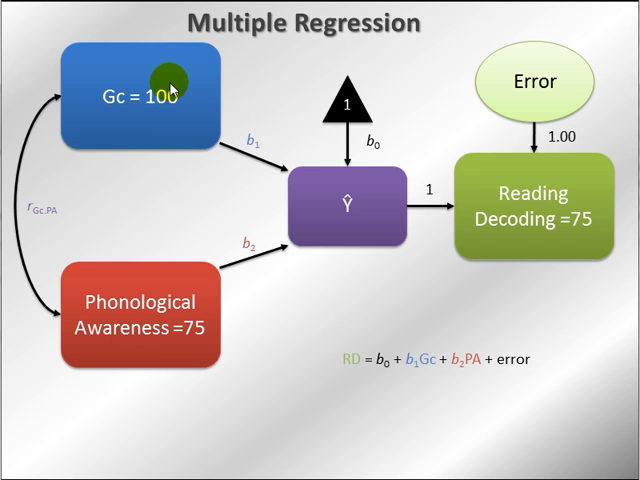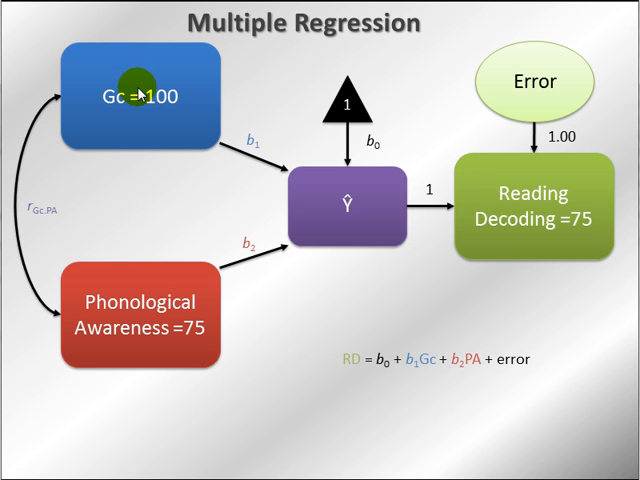That is, in the population, if someone got a GC of 100 and a phonological awareness of 75, what do most people do, and how far off is this person from expectations? So prediction in this case is a bit of a misleading term. We're not really forecasting. What we're doing is we're checking how well someone is doing compared to expectations.